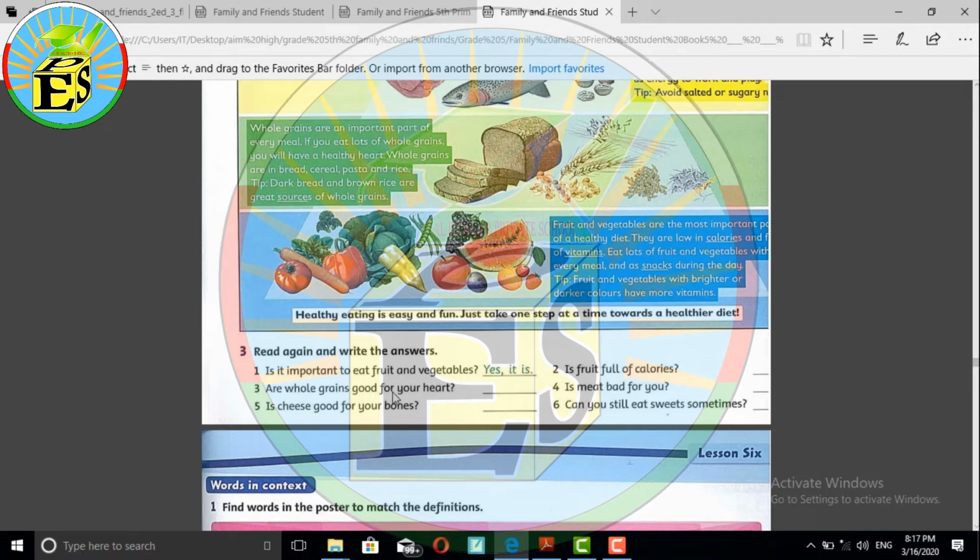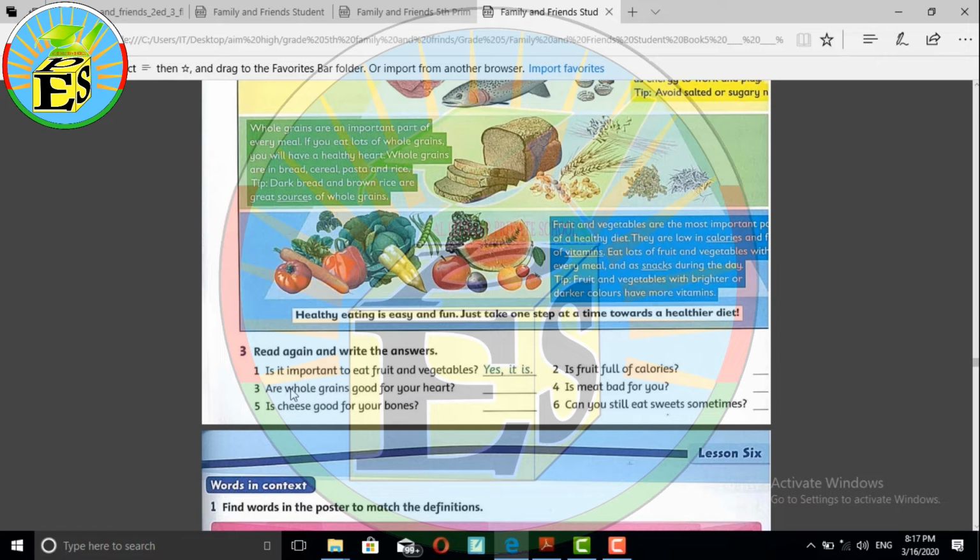Are whole grains good for your heart? Yes, they are. They refer to grains, whole grains. We put the pronoun "they" instead of whole grains because it's a plural noun. Do you know plural? The opposite of singular. Plural means many. Singular means one, only one. And whole grains are plural. We put "they" instead of "it".